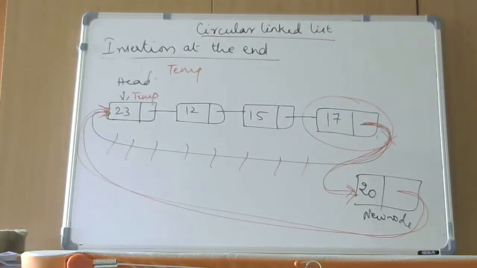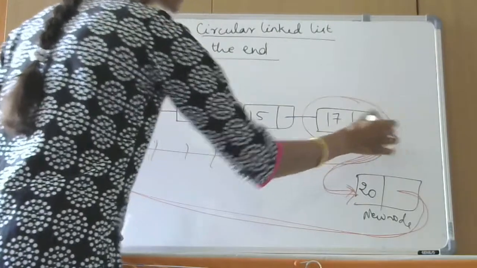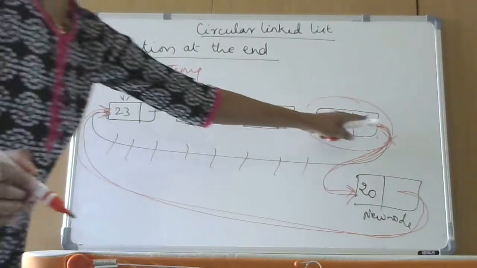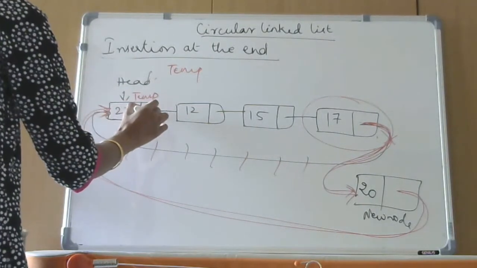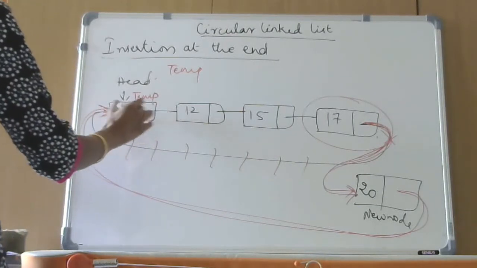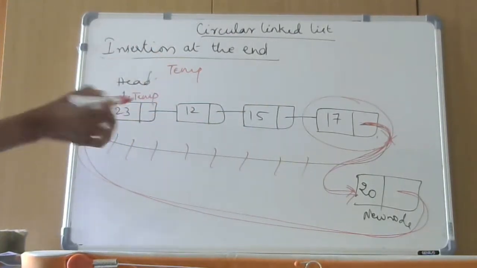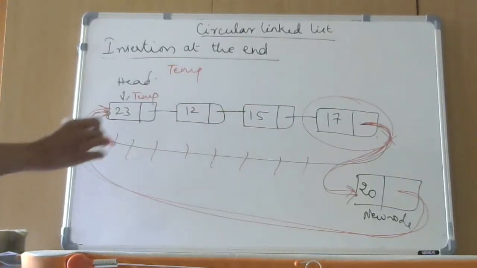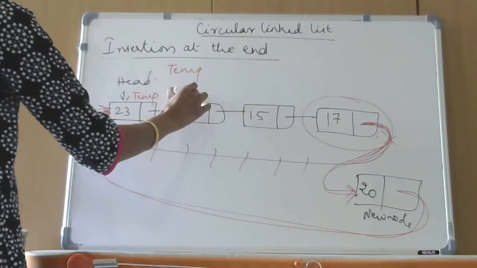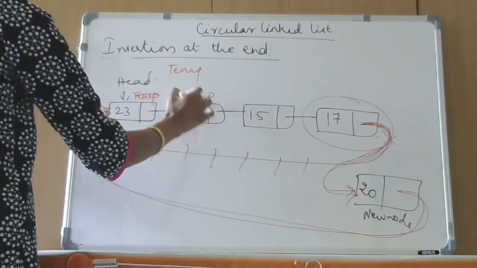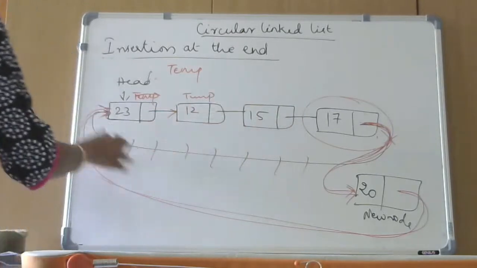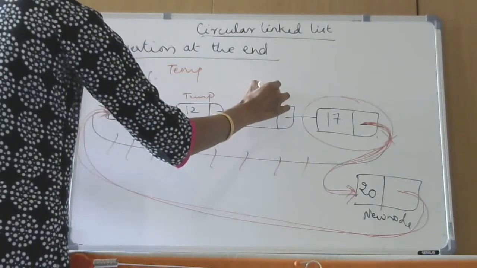How do I check whether a node is the last node or not? I can check with respect to the next link of every node. If the next link is pointing to head, that is the last node. That's how we check. So I will check whether the next link of this 23 is pointing to head or not. It is not pointing to head, because it is pointing to the next node. So temp is equal to temp next. Again I will check whether the next link of this temp is pointing to head or not. It is not pointing, so temp is equal to temp next.